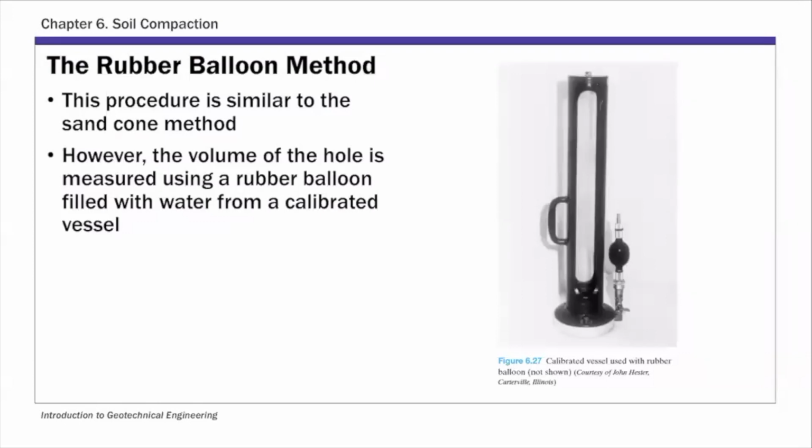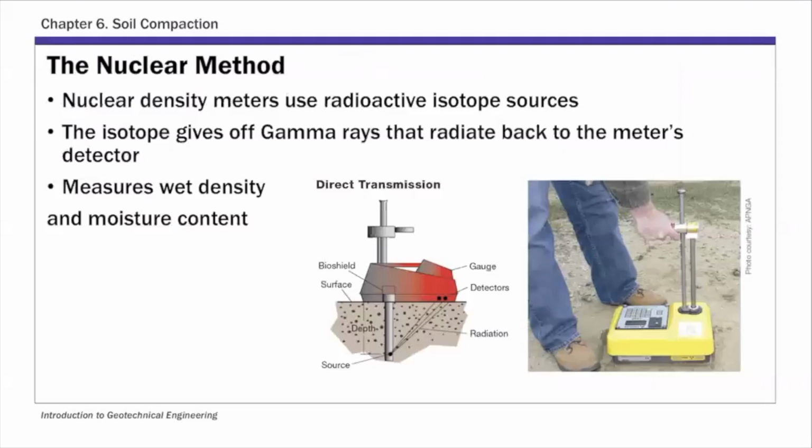And the third standard method is called the nuclear method. And this nuclear method uses a completely different principle. So this uses basically radioactive isotope sources, and it directly gives you the in situ density, the wet or moist density, and also the water content. Okay. So we can say this is non-destructive, you basically don't take soil samples, but you directly measure the moisture content and the wet density in situ. So that's the nuclear method. So these are the three standard methods to determine field unit weight.